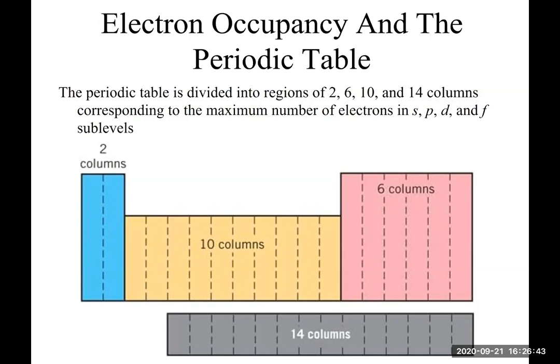When we use the periodic table, it's broken up into different segments. It's broken up into 2 columns for the S block over here, the blue one. This is the S block. It's broken up into 6 columns for the P block over here, which is pink. And it's broken up into 10 columns for the D block here, which is yellow. And then 14 columns for the F block down here, which is gray. Those are showing all the sublevels.